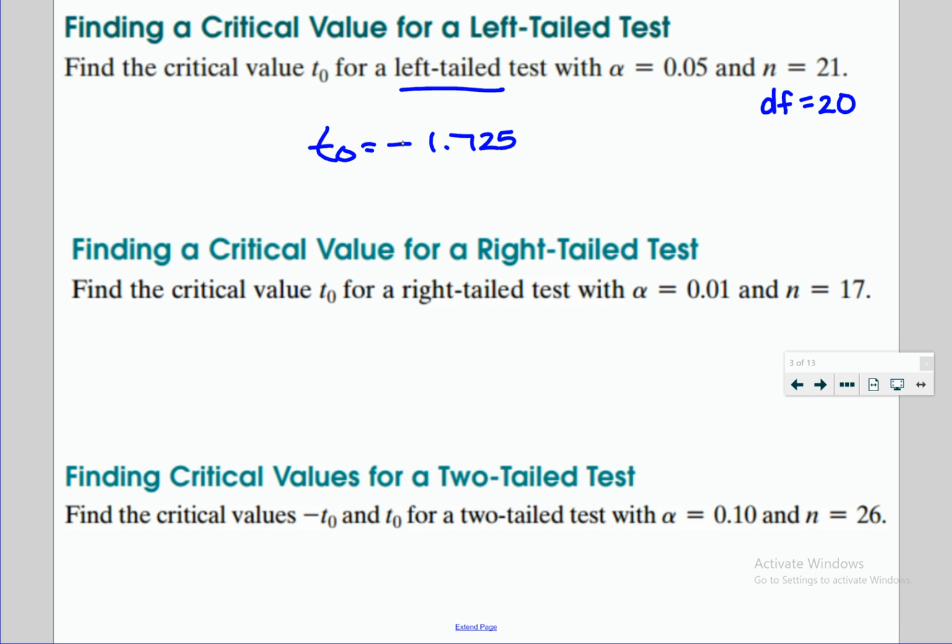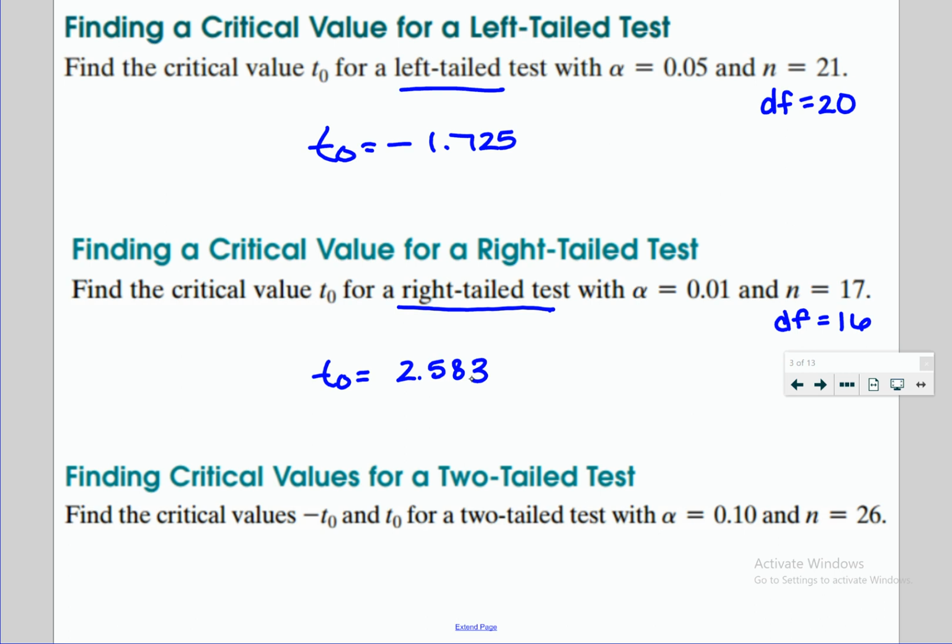Critical value for a right tail test, so we're still looking at 1 tail, with a level of significance of 0.01, N is 17, degrees of freedom is 16. Okay, so I'm in the 4th column now, it looks like. Go down to 16 degrees of freedom, 2.583. And we just leave it as the positive value because it's the right tail test.